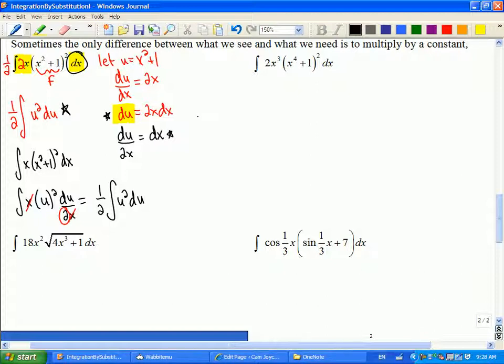Oh, sorry, I guess I should actually finish this question, hey? So that'll be 1/2 u cubed over 3 plus some constant, which is u cubed over 6 plus a constant.